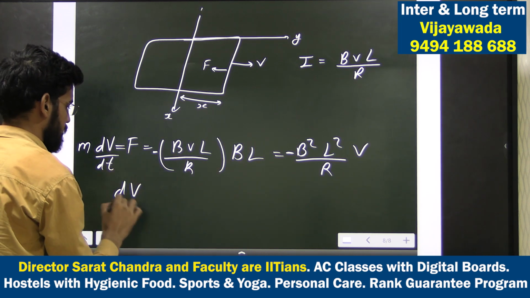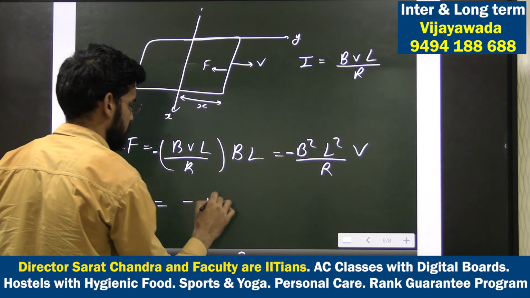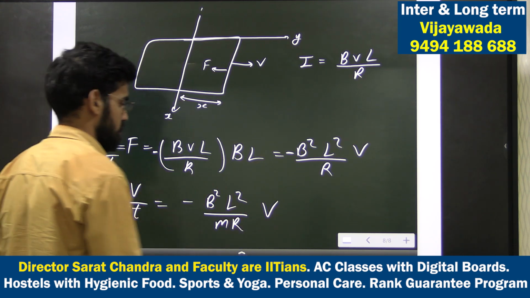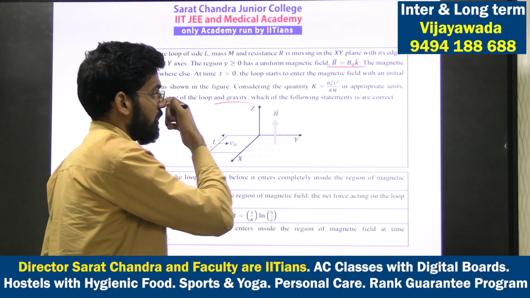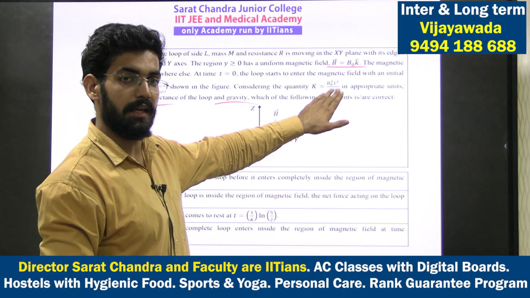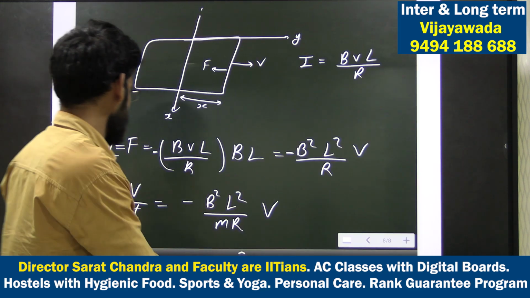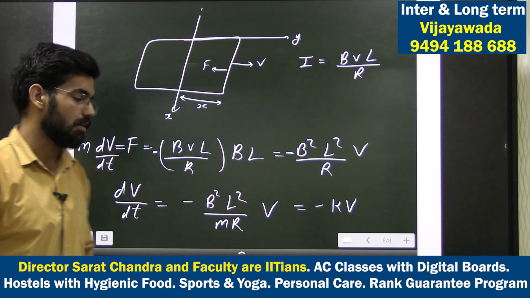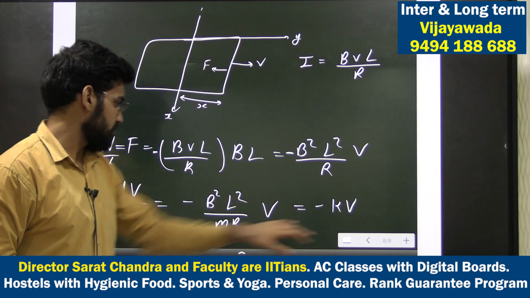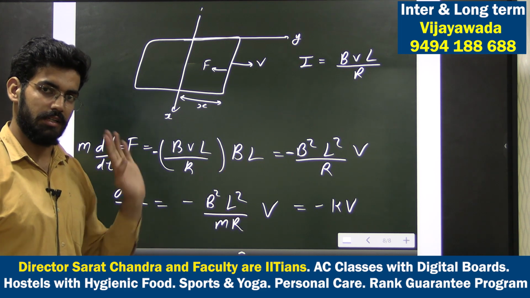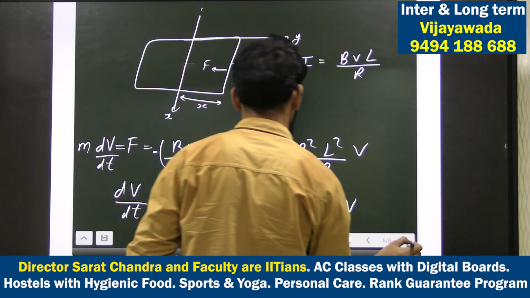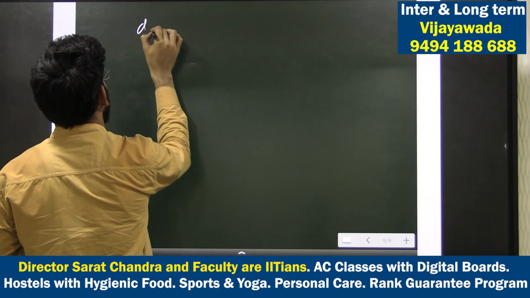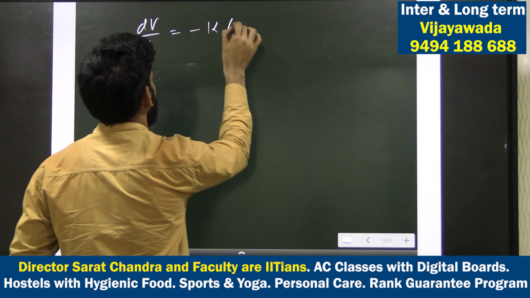What you have? dv by dt equal to minus B square L square by m into R into v. If you see clearly, B square L square by R m, let's say it is k. So this is nothing but minus k into v. Correct? Take this v this side, dt that side, integrate, find out the velocity at any time t. So dv by v equal to minus k dt.